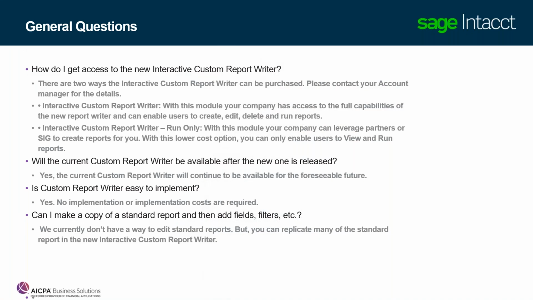Great. So how do you get access? Again, you need to talk to JMT, talk to your account manager for the details. However, there are some different flavors. So whether you have full capabilities of the new report writer, or you have what we call a run only. So this is a different option, and you want to investigate that.